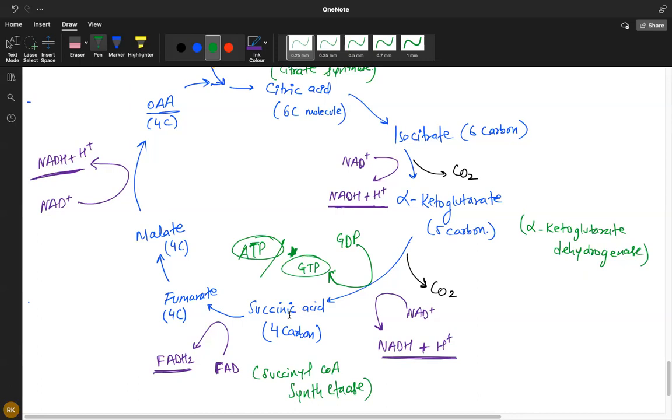Succinate. From here you can see that hydrogen is being removed, right, from succinic acid.